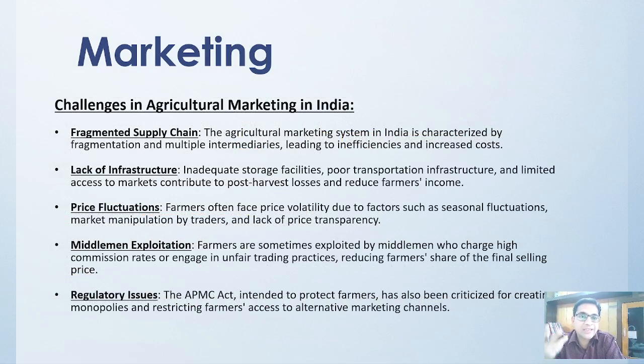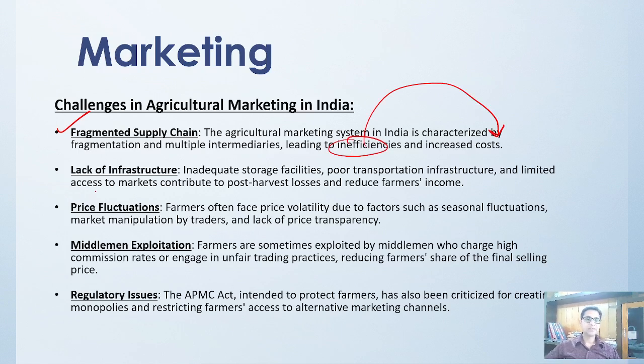But there are some challenges regarding marketing in our country. What are the challenges that we face while marketing in our country? First is fragmentation of the supply chain, because there are a lot of markets, a lot of intermediaries, a lot of traders, a lot of middlemen. Because of that, the whole system becomes inefficient, and because of that, cost price increases.